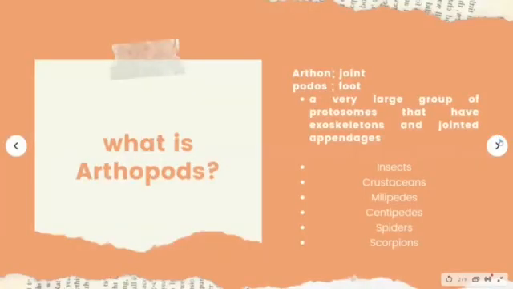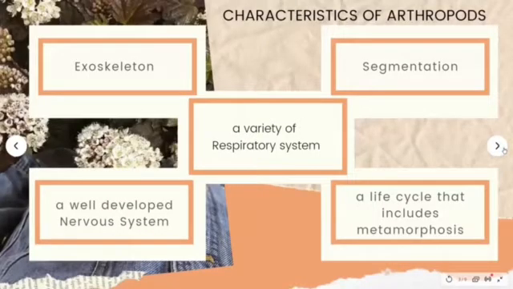Arthropods are a very large group of protostomes that have exoskeletons and jointed appendages. The phylum includes insects, crustaceans, millipedes, centipedes, spiders, and scorpions. The arthropods have five remarkable characteristics: the exoskeleton, segmentation, nervous system, respiratory organs, and metamorphosis.